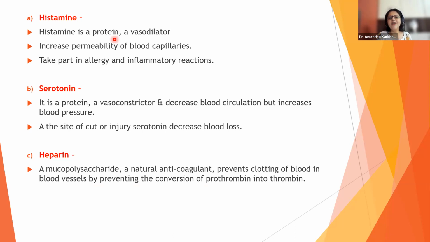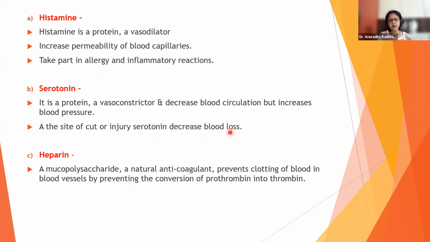Of course, along with it, do you remember the mechanism of blood clotting that we had done in the circulation chapter? How it enmeshes? Yes. Thromboplastin. Very good. We have got the blood clotting factors. Yes, correct. So in that way, serotonin is one of them, which is going to decrease the blood loss.